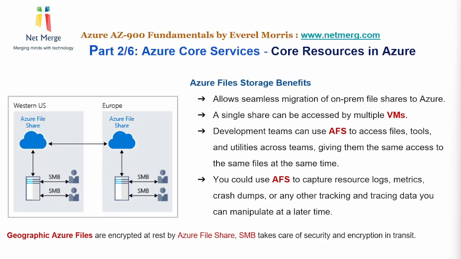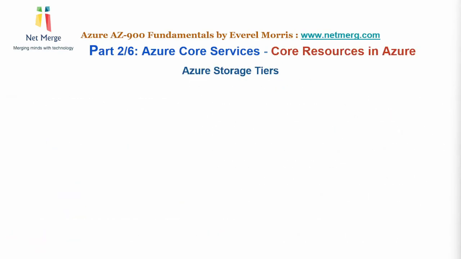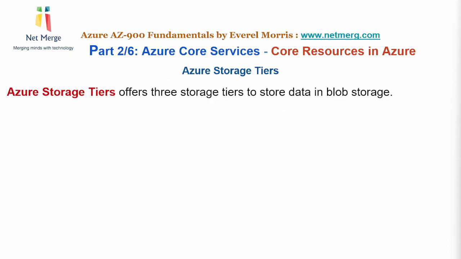Azure Files are encrypted at rest by Azure File Share. Now, SMB takes care of the security and the encryption for you in transit. That's a lot clearer. Okay, now let's look at the storage tiers in Azure.